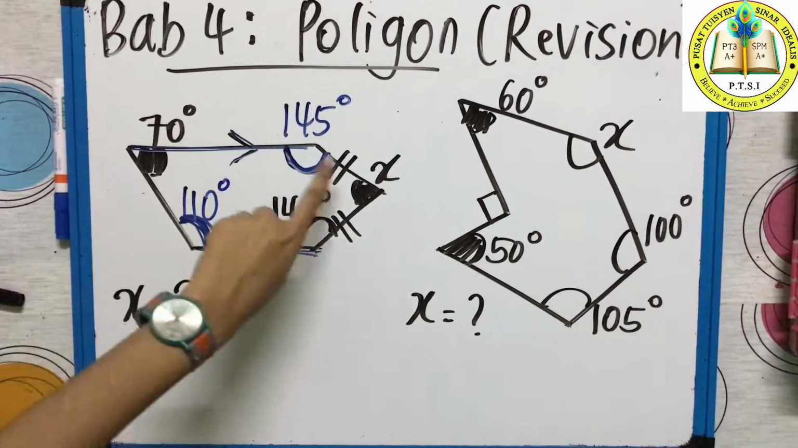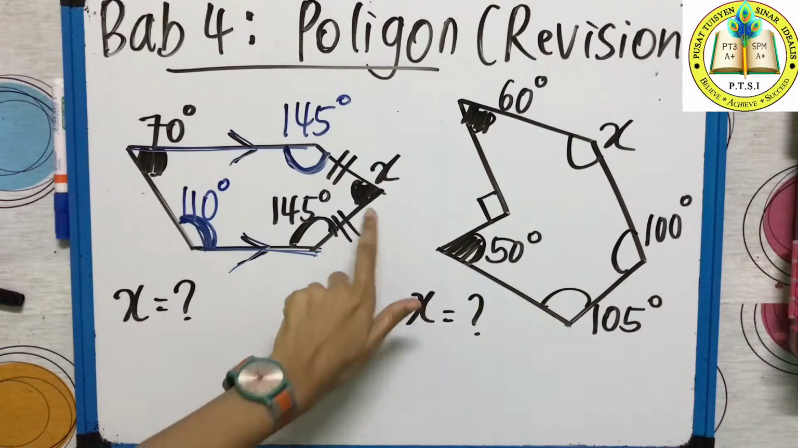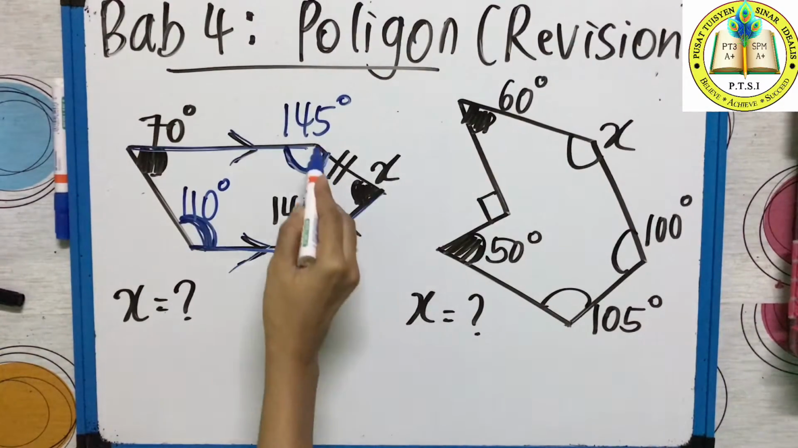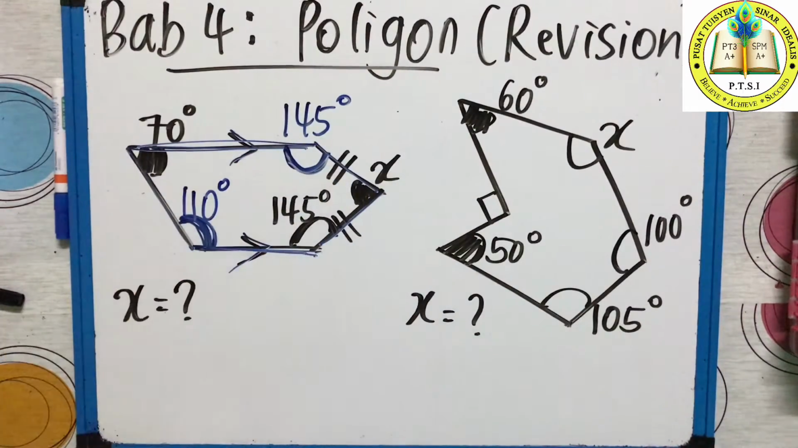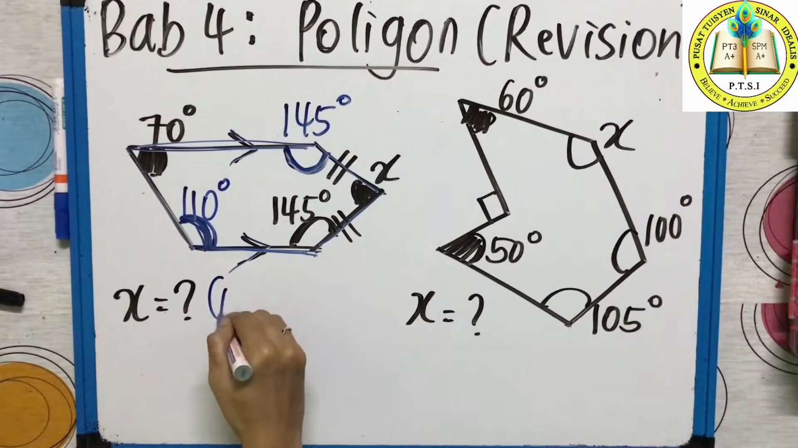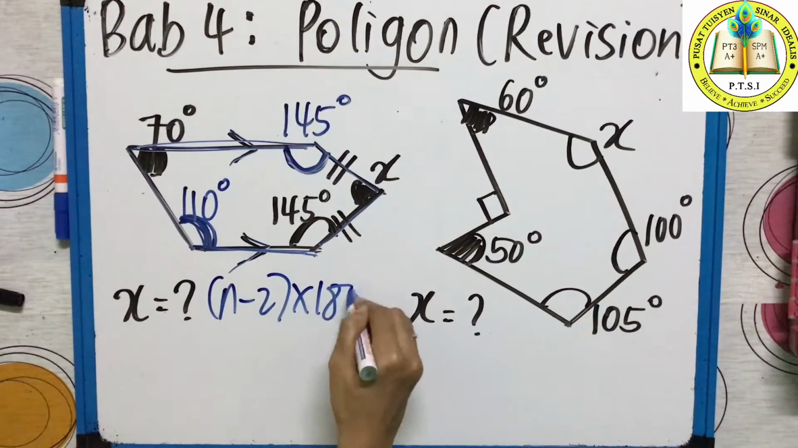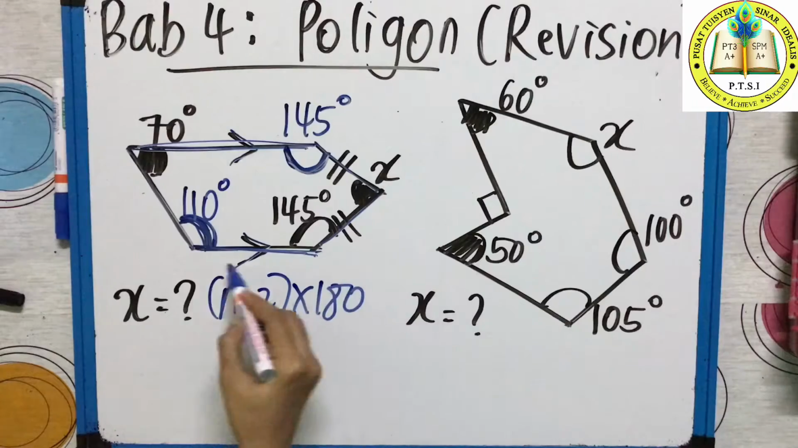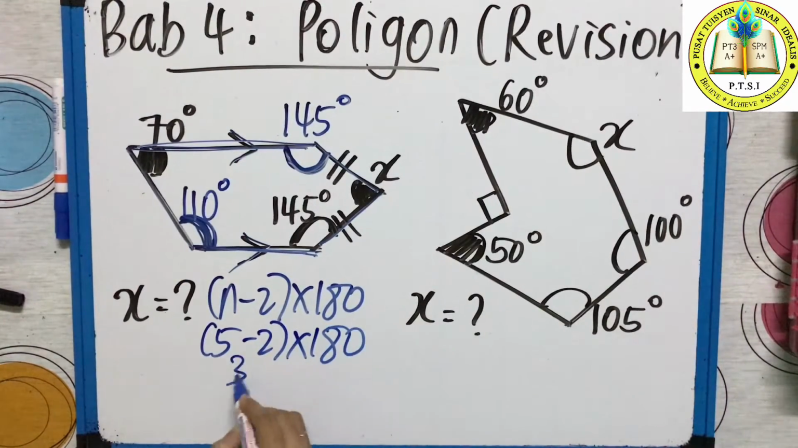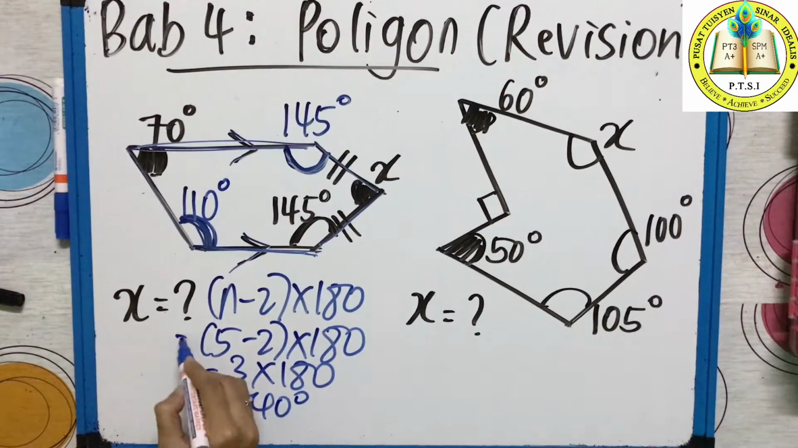Okay, now all the angles you got ready. How to get the x? Okay, now you check for the sides. 1, 2, 3, 4, 5. Kamu ada 5 sisi. What is the formula teacher asked you to memorize? N minus 2 times 180. How many sides do you have here? 5. So 5 minus 2 times 180, 3 times 180, you get 540 degrees. That means the total angle is 540 degrees.